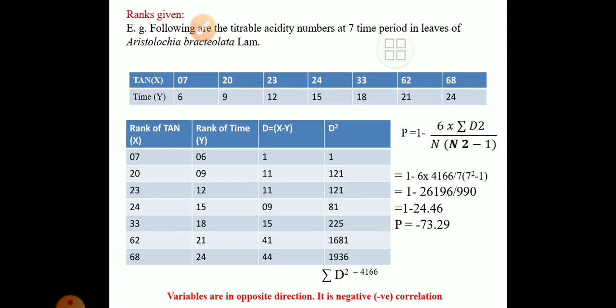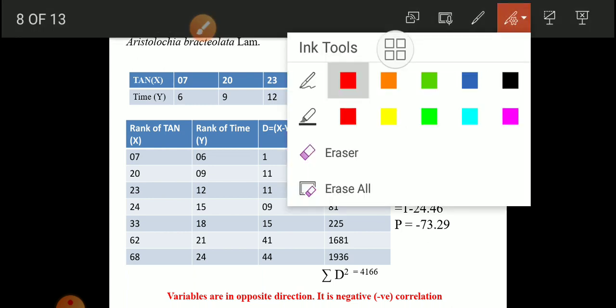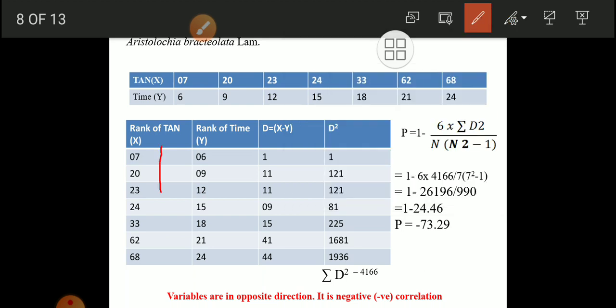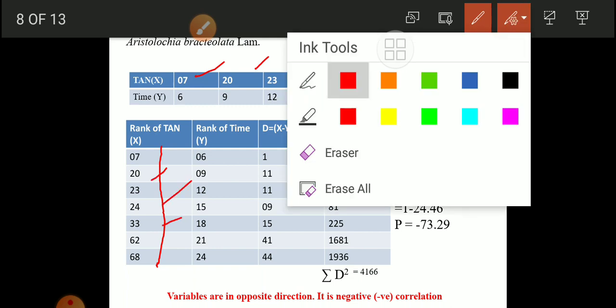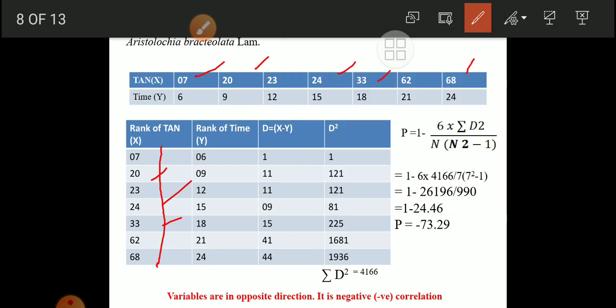So here we rank the values; as they are, we have taken them as they are in the first column, that is x: 7, 20, 24, 33, then 68, the same values, and again the time values we have written here, and now d is equal to x minus y.